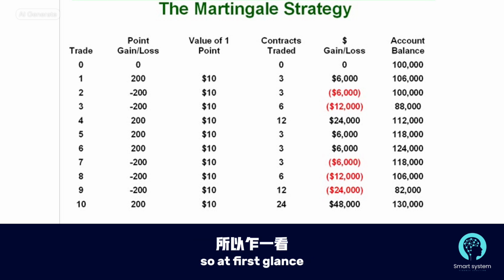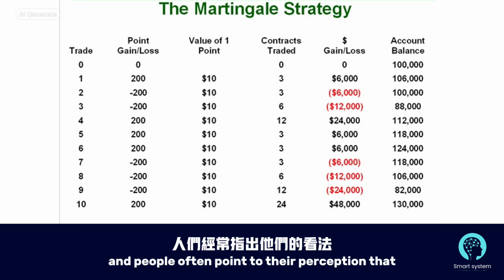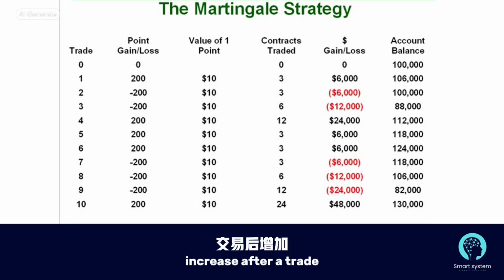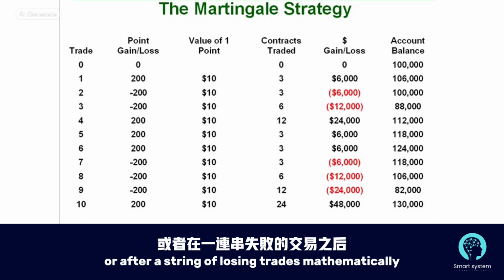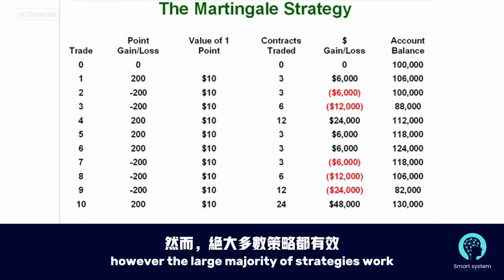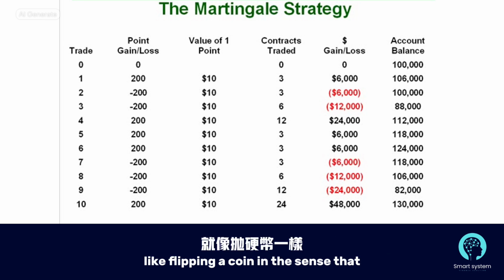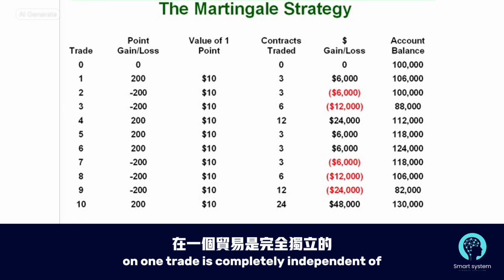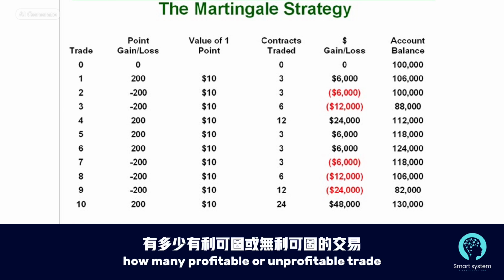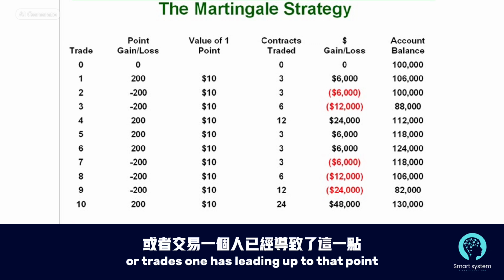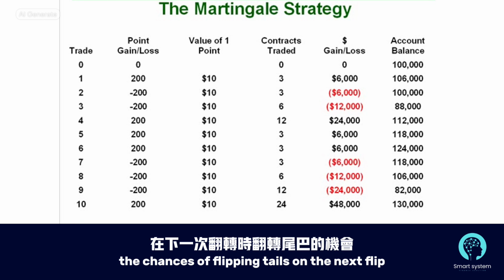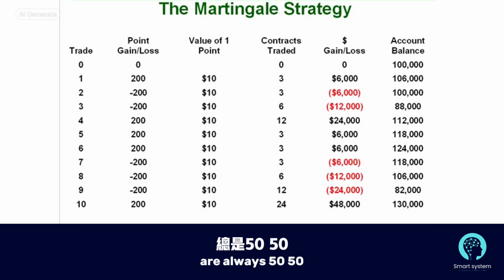So at first glance, this method can seem very sound, and people often point to their perception that the chances of having a winning trade increase after a string of losing trades mathematically. However, the large majority of strategies work like flipping a coin, in the sense that the chances of having a profitable trade are completely independent of how many profitable or unprofitable trades one has had leading up to that point. As when flipping a coin, no matter how many times you flip heads, the chances of flipping tails on the next flip are always 50-50.